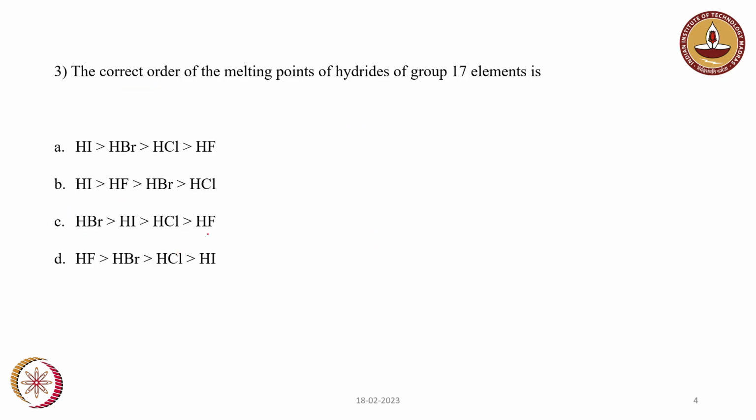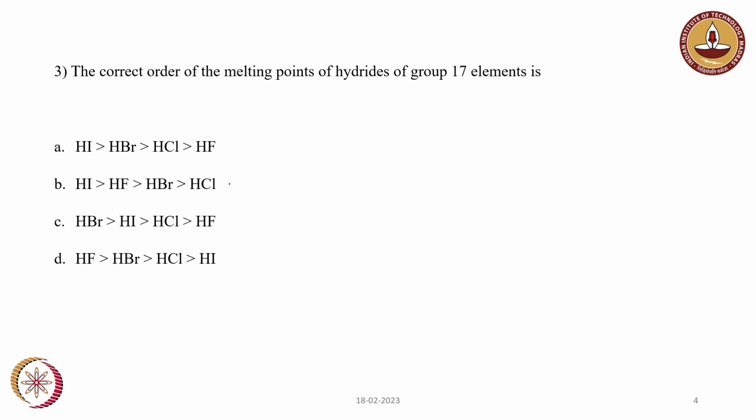The next question is the correct order of the melting points of hydrides of group 17 elements. So option A is hydrogen iodide greater than hydrogen bromide greater than HCl greater than HF, and B is HI greater than HF greater than HBr greater than HCl. C is HBr greater than HI greater than HCl greater than HF, and D is HF greater than HBr greater than HCl greater than HI.